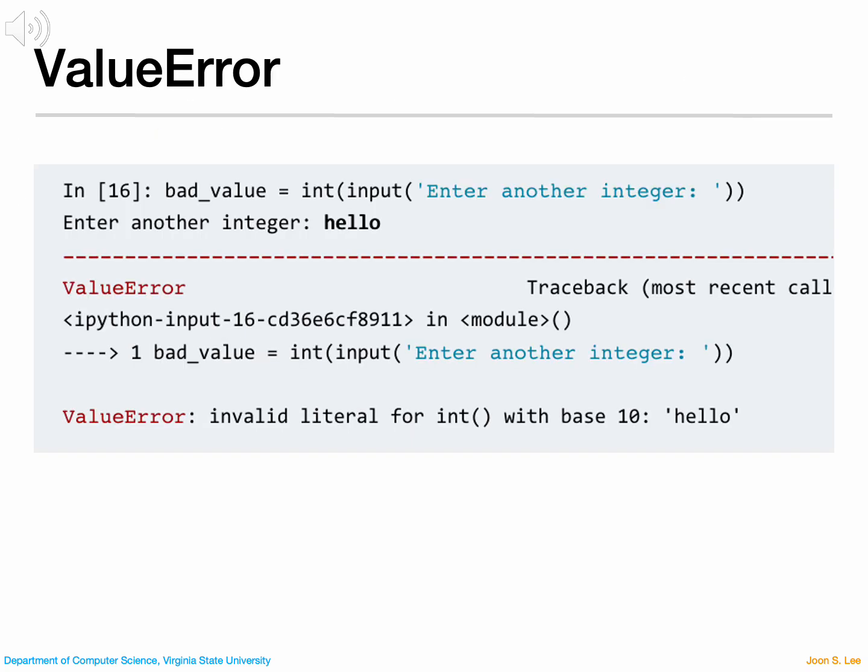We just learned that we can use the int function to convert a string into an integer. But what happens if the string isn't actually a number?